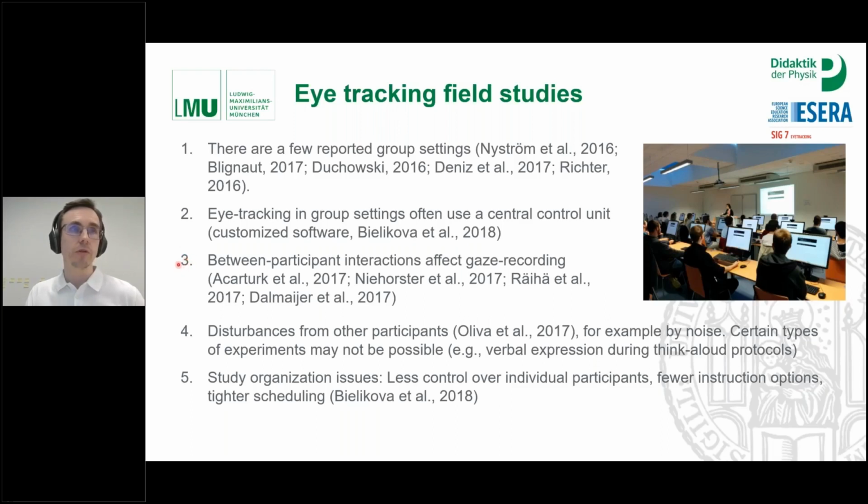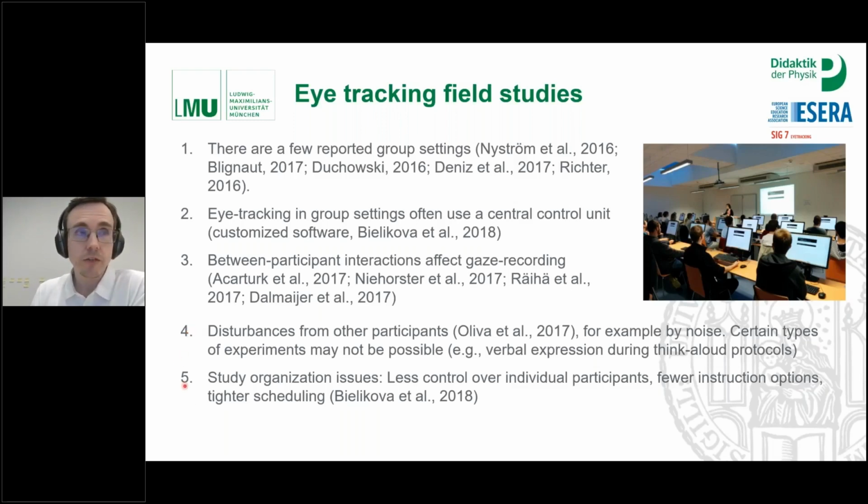Then we have what I mentioned before already, social influences. We have interactions between participants, and that of course affects gaze recordings, the focus on the screen and the material. There are also disturbances, apart from these interactions or in addition to them, just by noise, for example. Because of that, certain types of experiments may not be possible. For example, a retrospective think aloud, which requires verbal expression from the participants, may be very disturbing for others.